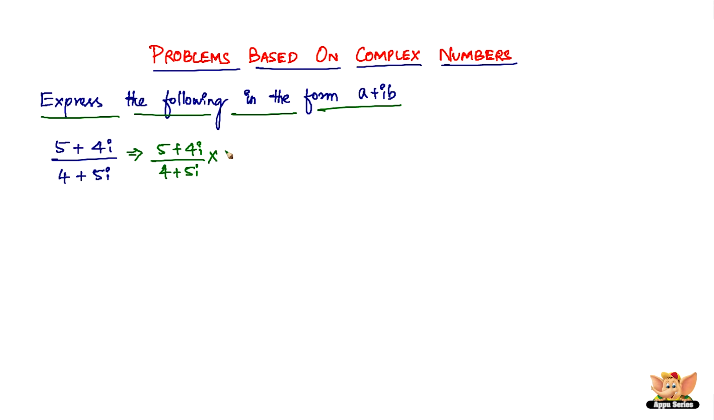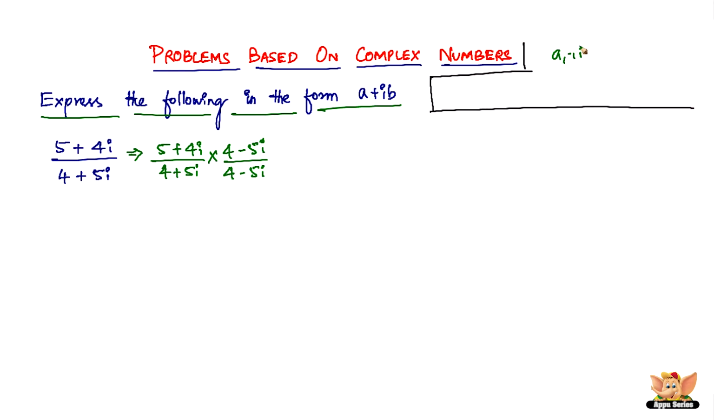So the denominator is 4 plus 5i, but multiply both the numerator and the denominator by 4 minus 5i. Now just go ahead and multiply it. And as far as multiplication is concerned, I hope you remember how to multiply two complex numbers. Just to show you, I'll quickly mention it here.